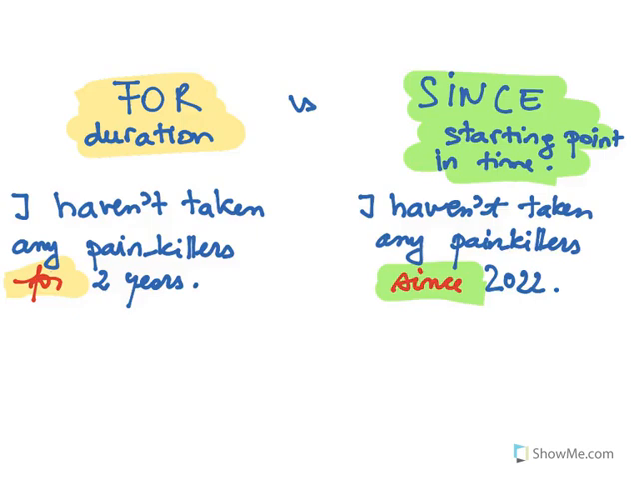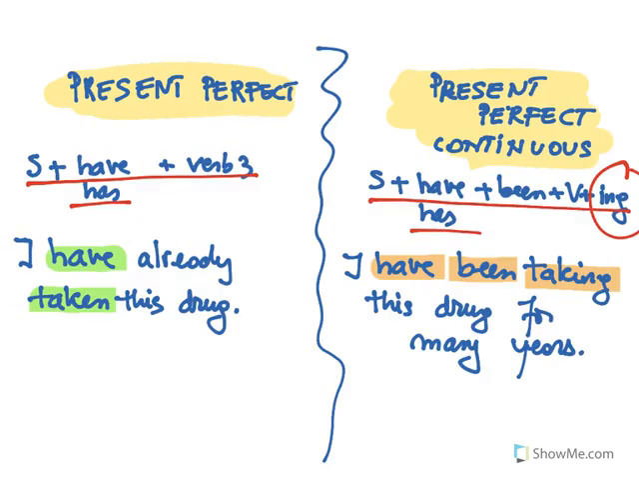And there is one last point I would like to mention. It's the difference between the present perfect and the present perfect continuous. Well, you know that in English, all the tenses have an ing form. So the present perfect has an ing form. Let's take a look at two examples. I have already taken this drug, and I have been taking this drug for many years.